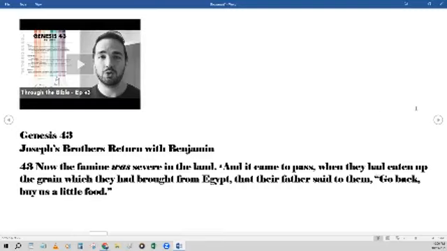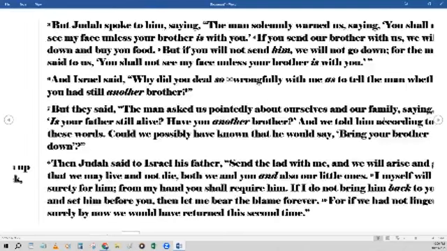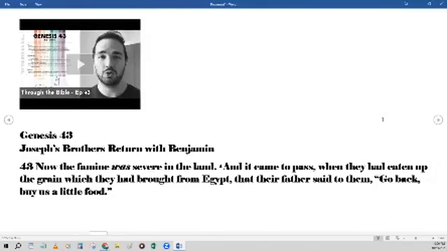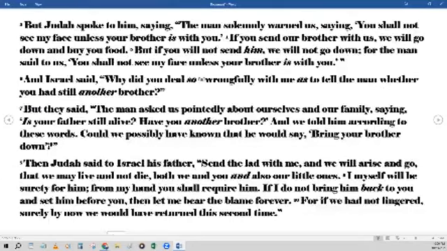Okay, so in Genesis 43, Joseph's brothers returned with Benjamin. Now the famine was severe in the land, and it came to pass when they had eaten up the grain which they had brought from Egypt, that their father said to them, go back, buy us a little food. But Judah spoke to him, saying, the man solemnly warned us, saying, you shall not see my face unless your brother is with you.